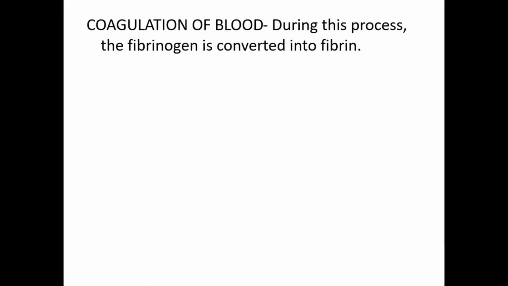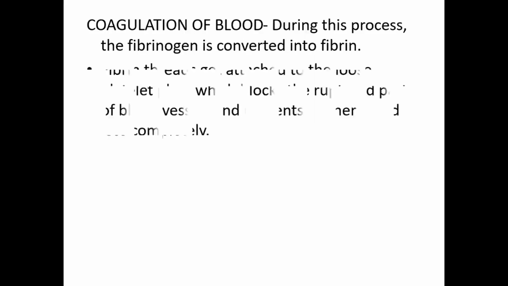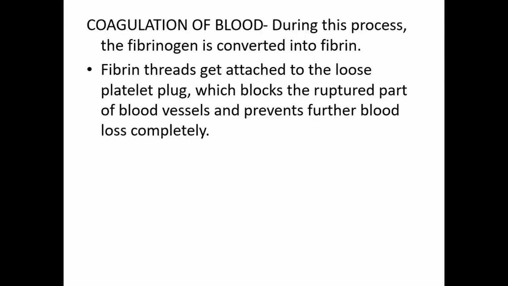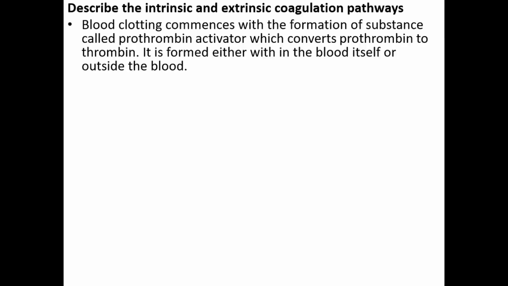Third one is coagulation of blood. During this process, the fibrinogen is converted to fibrin. Fibrin threads get attached to the loose platelet plug, which blocks the ruptured part of the blood vessel and prevents further blood loss completely. So the second part of the same question was to describe the intrinsic and extrinsic coagulation pathways. Blood clotting commences with the formation of a substance called prothrombin activator, which converts prothrombin to thrombin.